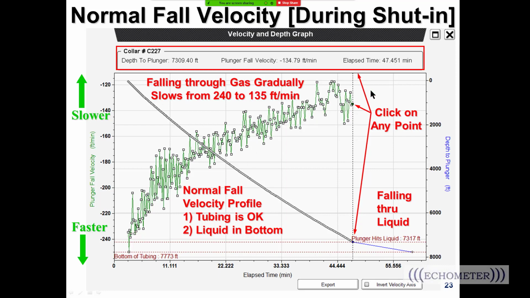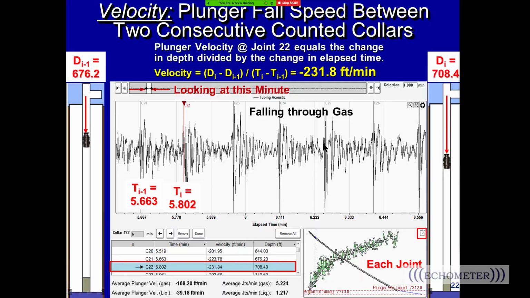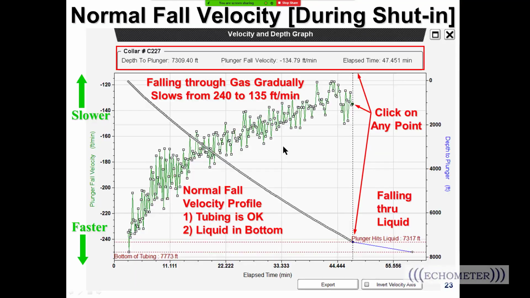So that's this relationship. Here's the depth scale, here's the velocity scale. You can click on any point and it shows that point up on the top, and it rotates the table back to that point. So if you click on that point and go back to this table, you'd be on that point in the table.